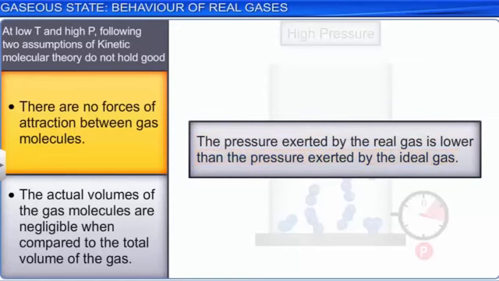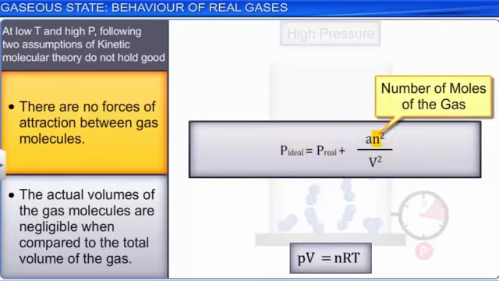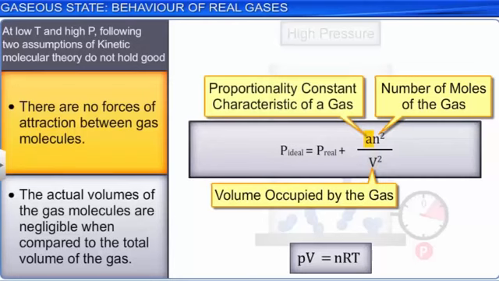Hence, the pressure in ideal gas equation is corrected as P ideal is equal to P real plus A multiplied by n square divided by V square, where n is number of moles of the gas, V is the volume occupied by the gas, and A is the proportionality constant characteristic of a gas.